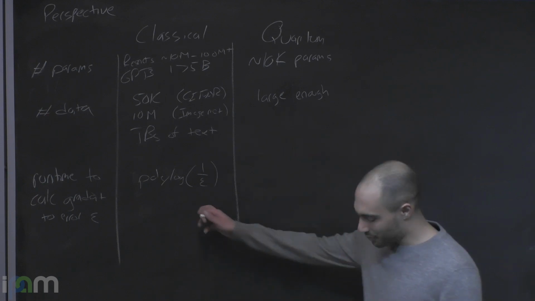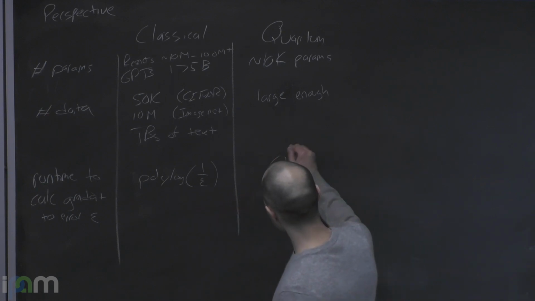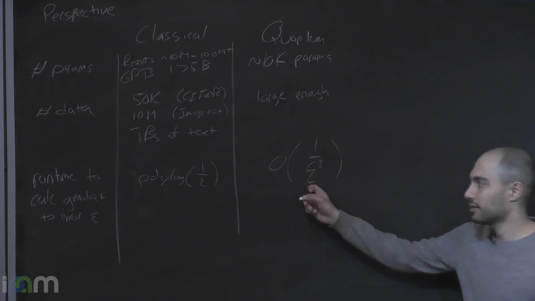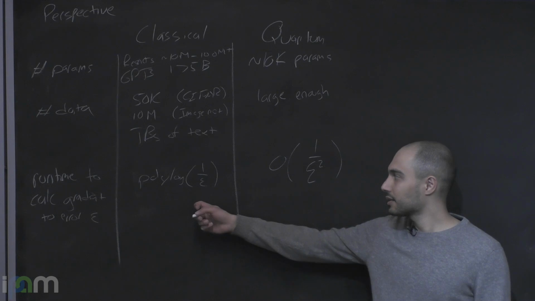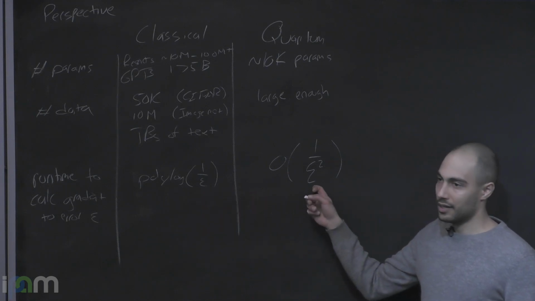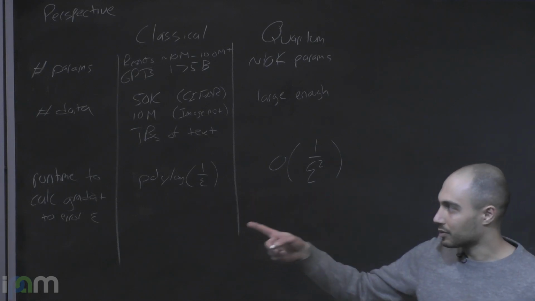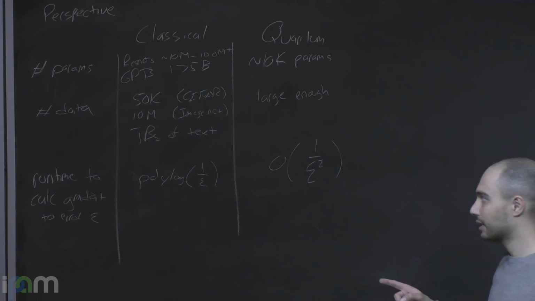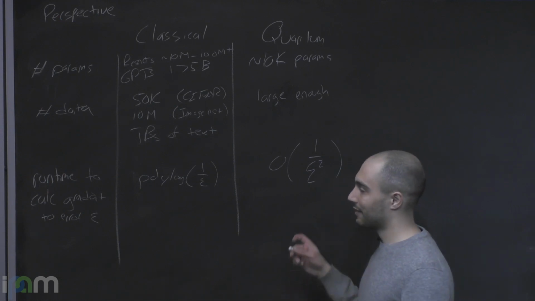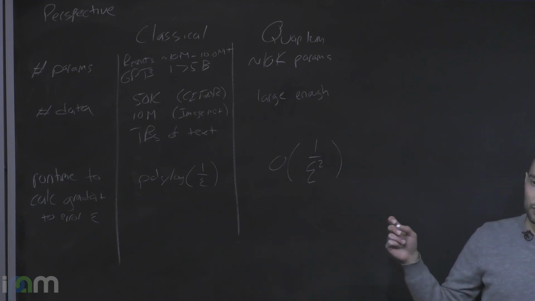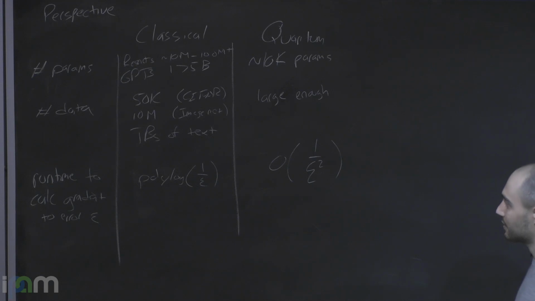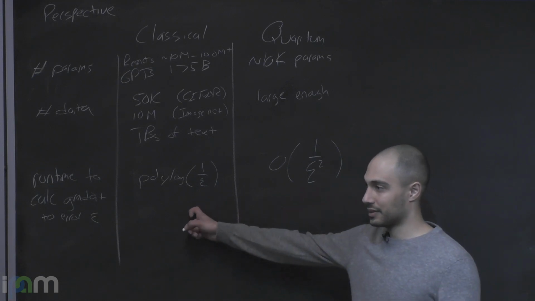And then finally, I want to point out that this is order 1 over epsilon squared. It's not polylog. It's not logarithmic. This is because whenever we calculate something on a quantum computer, we have to sample. We get a distribution on the output, and we have to sample that distribution to get the true value, and the number of samples we need grows as this. And this is much worse than this.